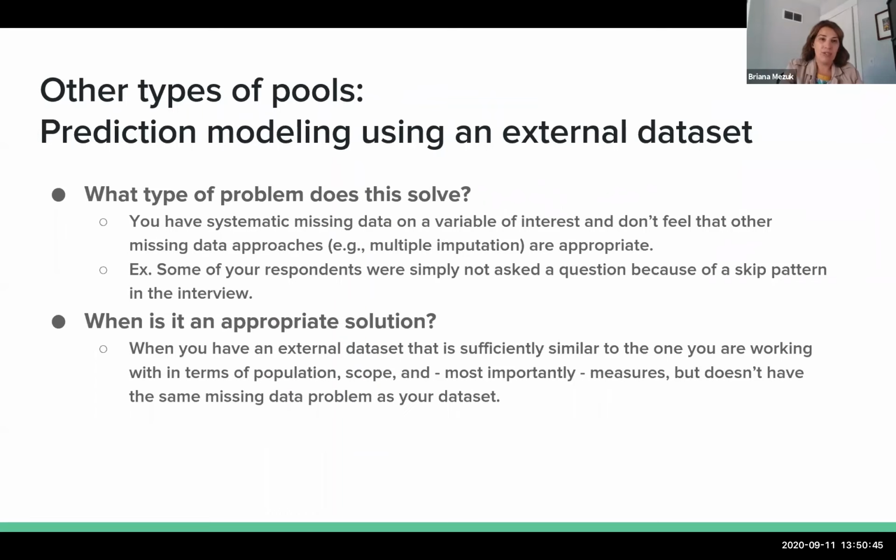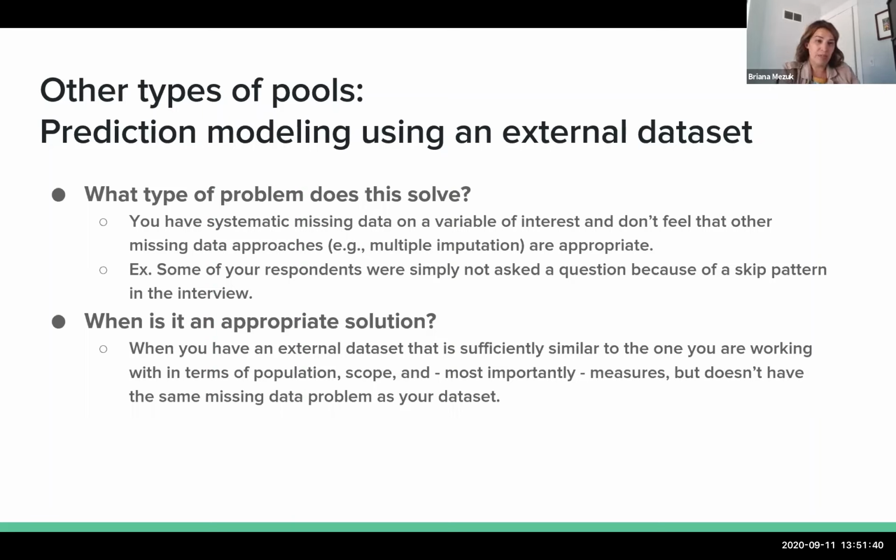So why would I ever do this versus the multiple imputation approach? Well, you might have a situation where you have systematic missing data on a variable of interest that something like multiple imputation is just not appropriate for. The example I'm going to show you is a situation where some of the respondents in this first data set that I'm interested in were simply not asked a question because of a skip pattern in the interview. So it's not that they just didn't tell me about their weight. They decided not to answer the question. It's that for some people, I just didn't even ask them about their weight. And I did that in a very systematic way that would be a problem for multiple imputation, okay?